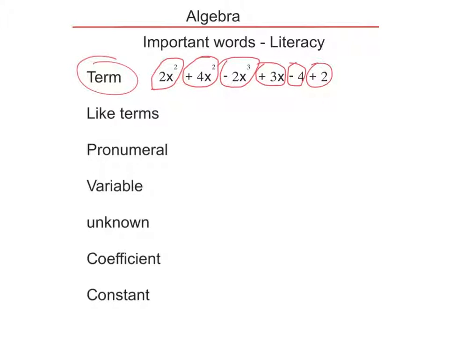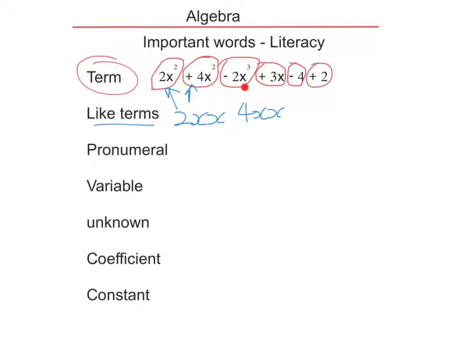Next thing is like terms. Like terms have exactly the same letters. Now, up here, these two are like, because 2x really means 2xx, and 4x really means 4xx. They've got exactly the same letters. xx and xx are the same, or x squared and x squared is the same.